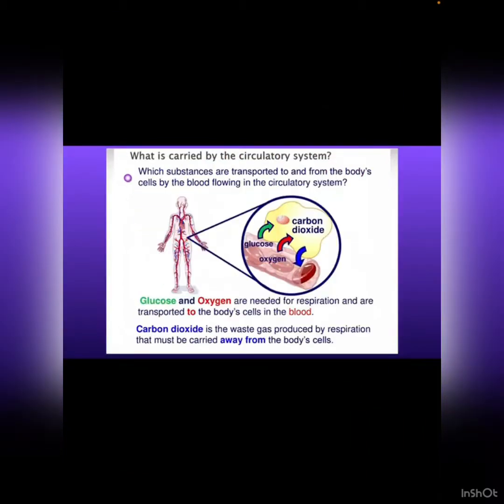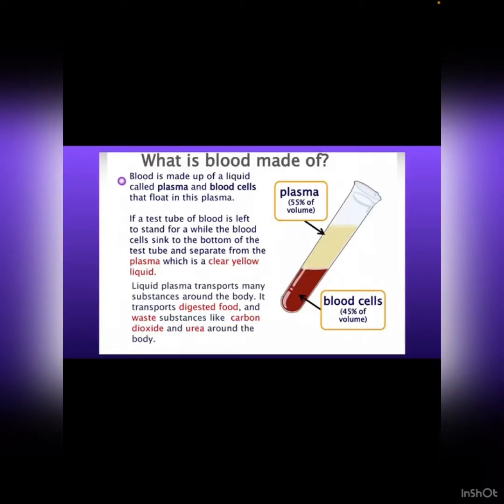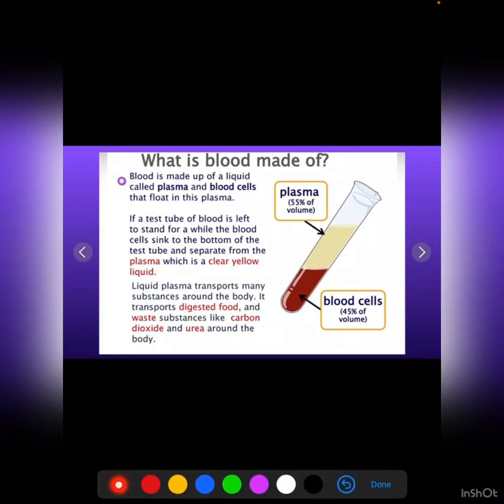What substances are transported to and from body cells by the blood flowing in the circulatory system? Glucose and oxygen that is needed for respiration is transported to every cell for releasing energy. And carbon dioxide, the waste product produced during metabolic activities, must be carried away from body cells. And what is blood made up of? Blood is made up of plasma and blood cells. Plasma makes 55% of the volume and blood cells make 45% of the volume.